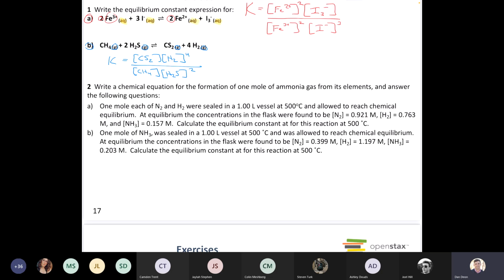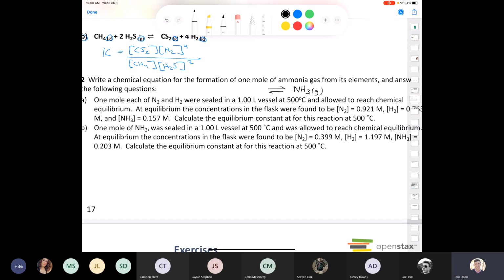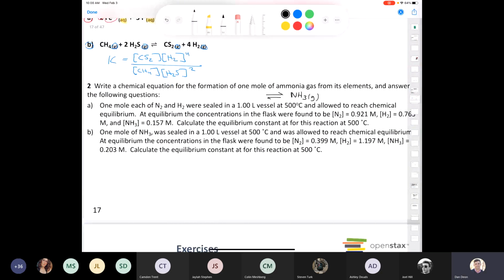What's the equilibrium constant? Well, we don't have a balanced equation, but I didn't read the whole question. It asks us to write a chemical equation for the formation of 1 mole of ammonia gas from its elements. So how would we do that? If we're going to form 1 mole of ammonia, that's NH3 in the gaseous phase, what elements do we need to combine to form ammonia? Ammonia is made from nitrogen and hydrogen. Nitrogen is a diatomic element, it's N2 gas, and hydrogen is a diatomic element, it's H2 gas.